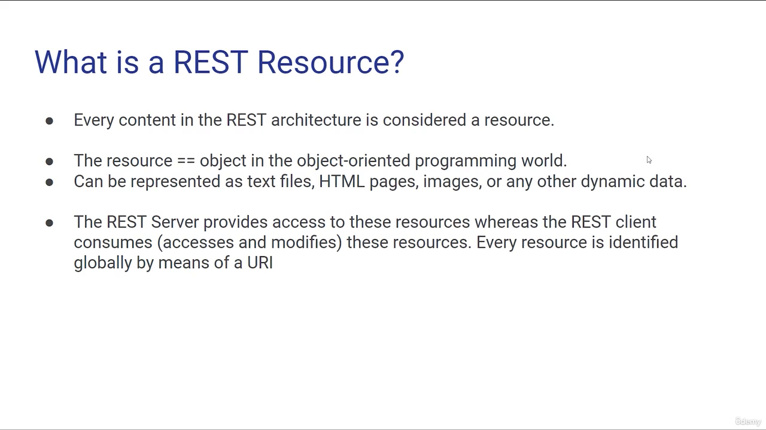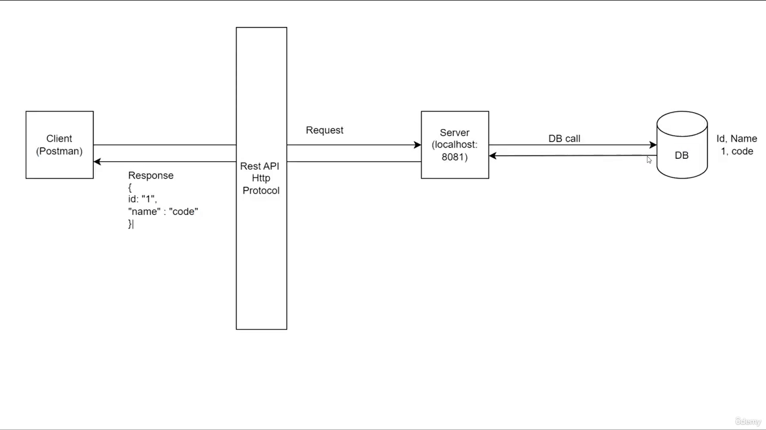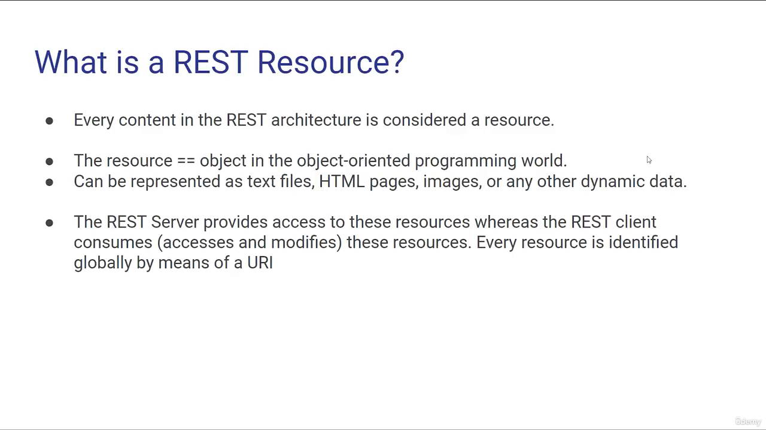What is an HTTP resource? The very important concept of REST API is the REST resource. Every content in REST architecture is considered a resource. So in our scenario, one comma code as an entity is nothing but a resource. The client expects a resource from a server. The server goes to the database, fetches your resource and gives it to your client. So what moves here and there is nothing but a resource.